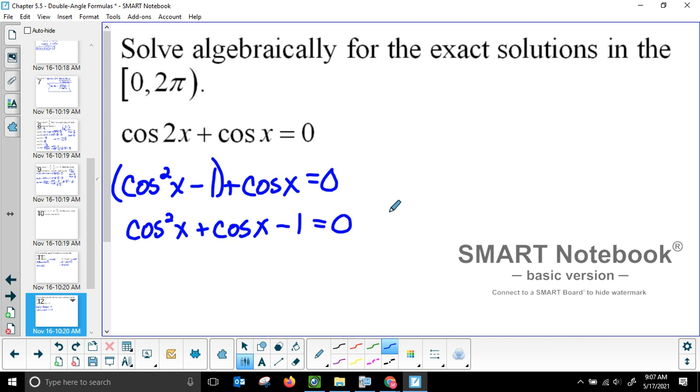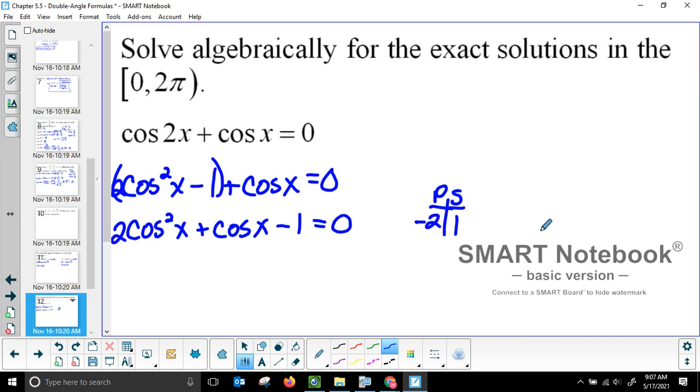All right, now, I do not believe that this should have been 2, right? 2 cosine squared x. All right, so now we can try to do our factorization here. 2 times negative 1 is negative 2, and my b is 1.